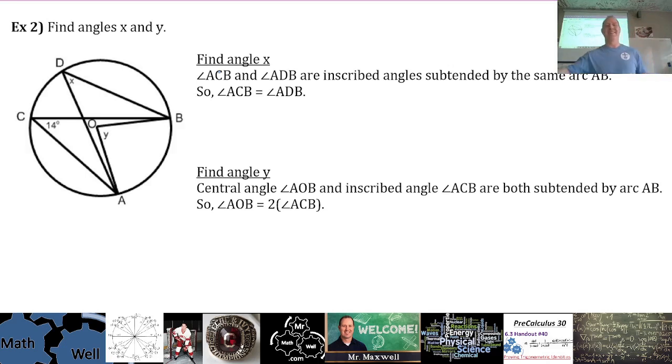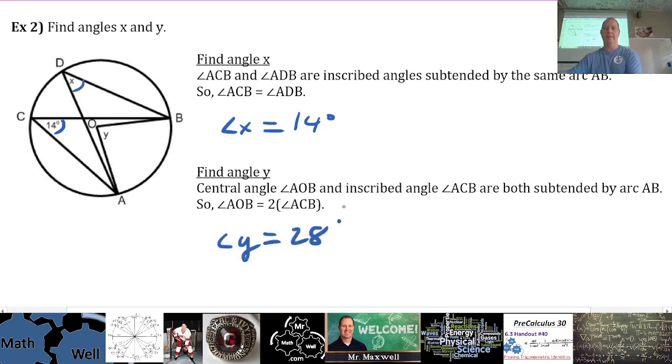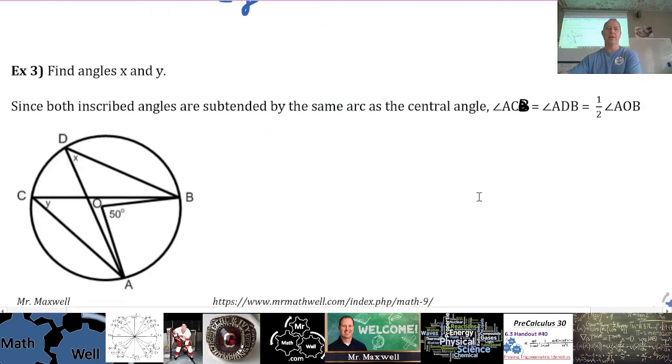Well, good strategy. Okay, so ACB and ADB are inscribed angles. We can see that. ACB is this one. ADB is this one. And they're subtended by the same arc AB. So they have to be the same. This seems like the exact same as the first one. So angle X is? 14. What about Y? I'm not even going to read this because it's the same as before. Angle Y is? 28. Yes, 2 times 14, 28 degrees. Lovely.